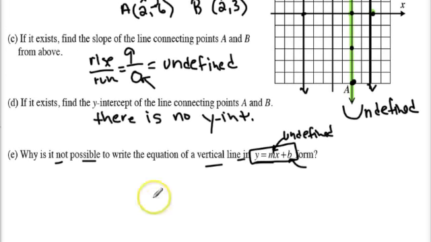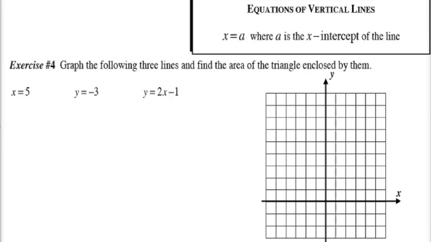Okay, so I think we're going to move on to the next problem then. Okay, number 4. Graph the following 3 lines and find the area of the triangle enclosed by them. Area formula. Okay, so let's just take a look at what we found in the above example though. X equals a, where a is the x-intercept. All this means is, if they give you x equals 5, count over to 5 on the x-axis. 1, 2, 3, 4, 5.